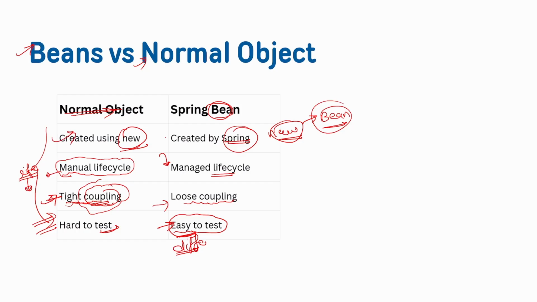So a normal object is created by the new keyword, but a Spring bean is created by Spring. A normal object has a manual life cycle, but a Spring bean has a managed life cycle, and it is managed by whom? The Spring framework. Now in the normal object there is tight coupling, where two classes are heavily dependent on each other, but in the case of the Spring bean there is loose coupling due to dependency injection. Don't worry about what dependency injection is, we will learn it in the next video. A normal object is hard to test, but a Spring bean is easy to test. So these are some of the differences between beans and normal objects. So a bean is basically an object that is added to the Spring context.